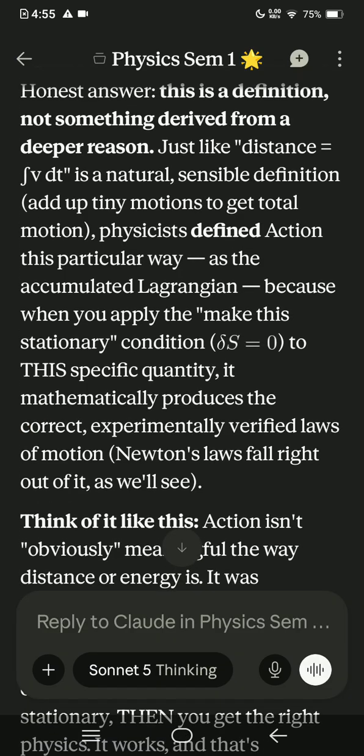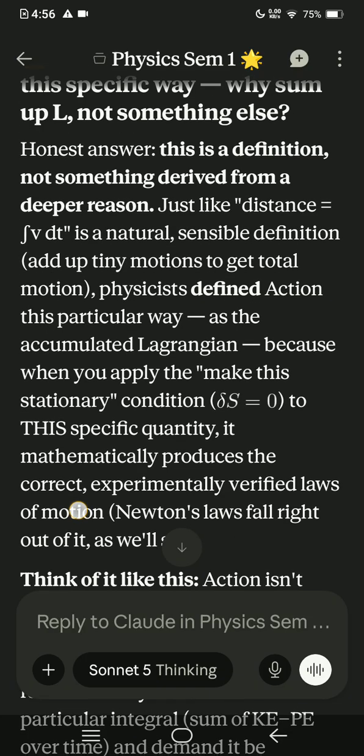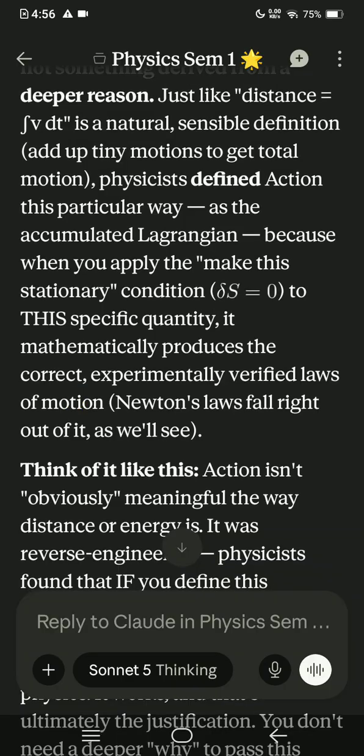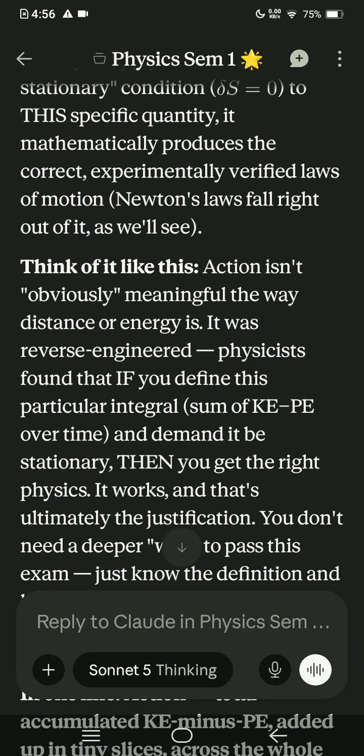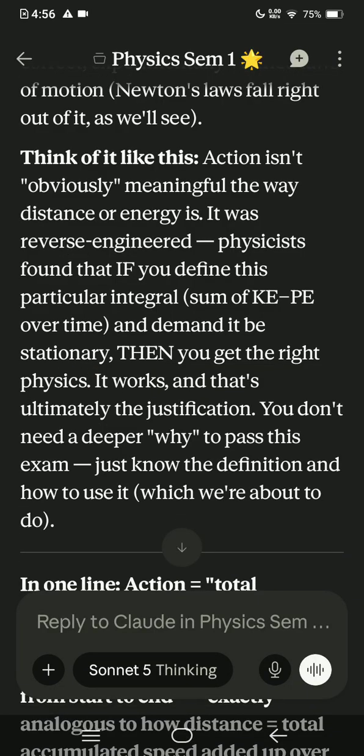Just like distance equals the integral of v dt is a natural, sensible definition: add up tiny motions to get total motion. Physicists defined action this particular way, as the accumulated Lagrangian, because when you apply the make-this-stationary condition to this specific quantity, it mathematically produces the correct, experimentally verified laws of motion. Newton's laws fall right out of it, as we'll see. Okay, so this is not a natural, sensible definition thing, but it gets the maths right, so that's why we're using it.